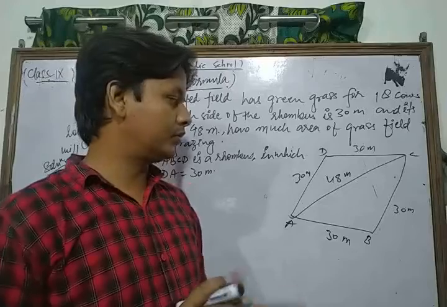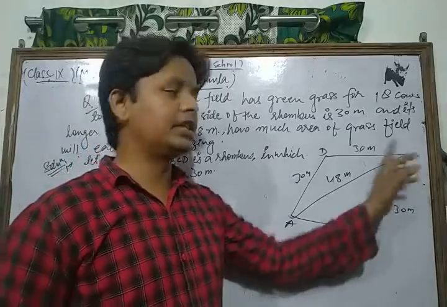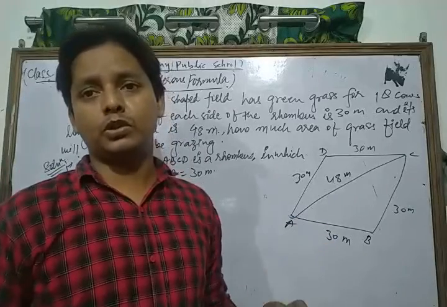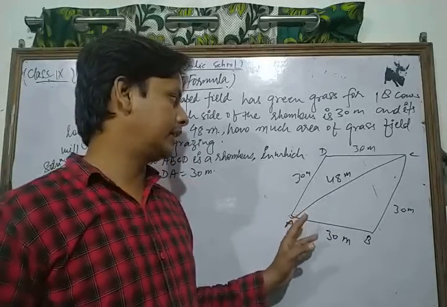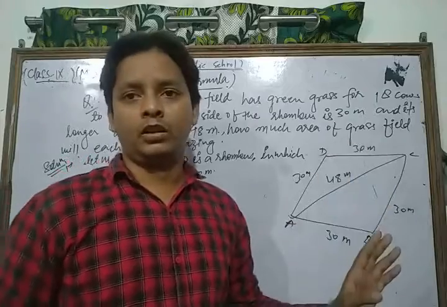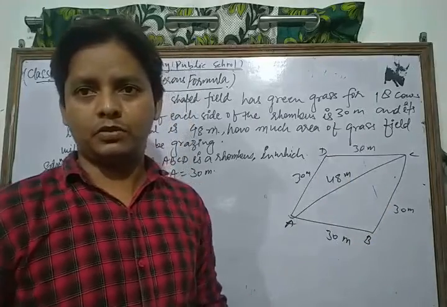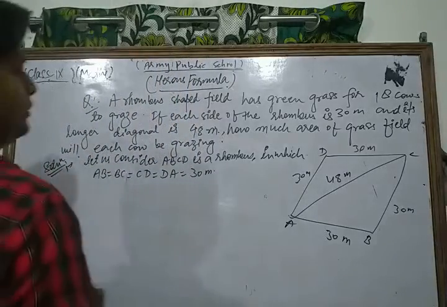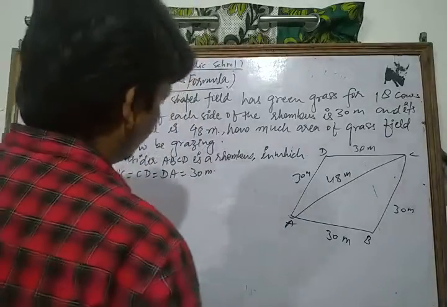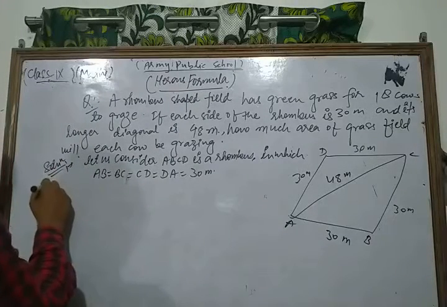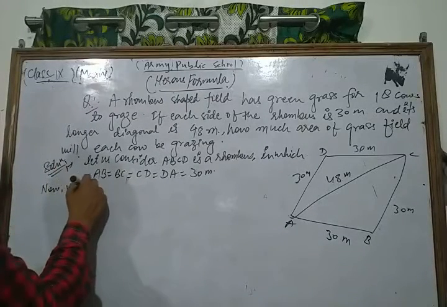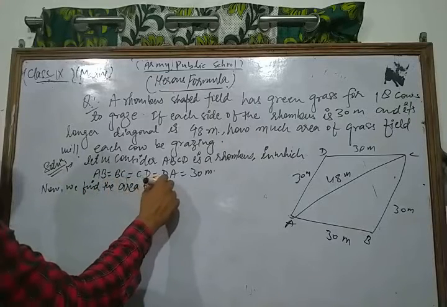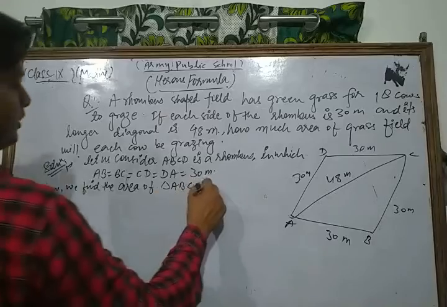So in this way, first of all we find the area of triangle ABC. After that, the area of rhombus ABCD must be equal to 2 times the area of triangle ABC. Okay, now look, let us consider ABCD is a rhombus, and we find the area of triangle ABC.